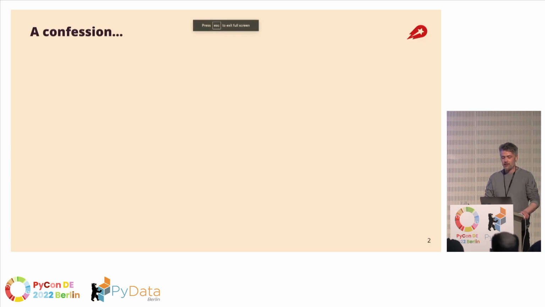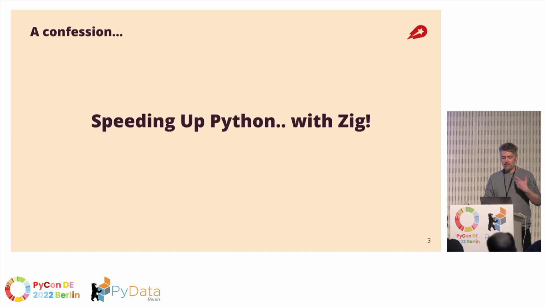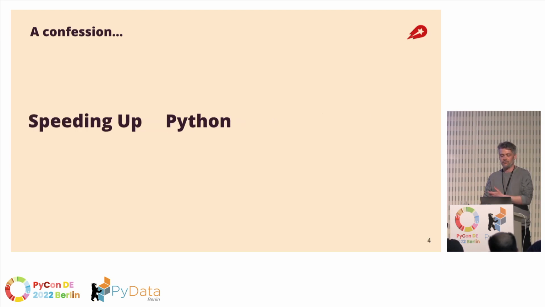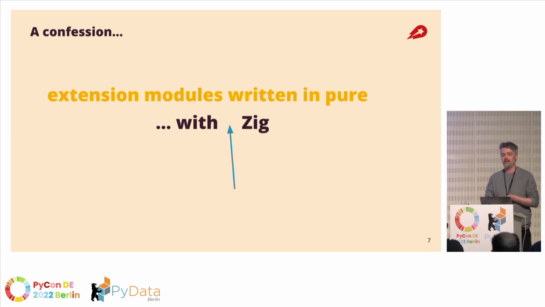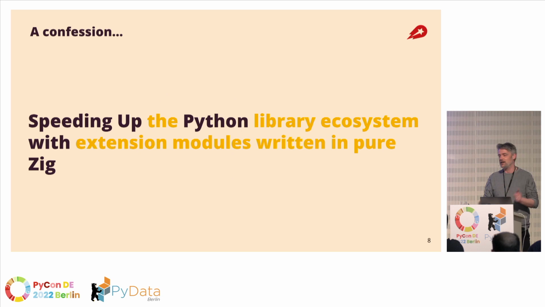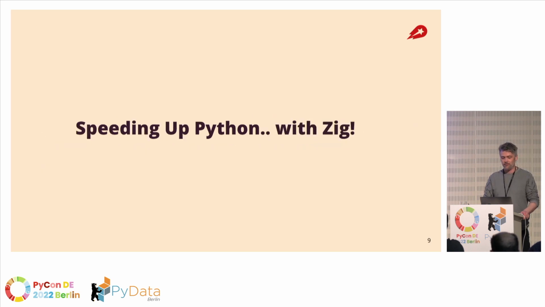But first, a confession about the title. If you read the description in the program, you should understand what I'm about to talk through. But when I say speeding up Python with Zig, I of course don't mean the Python programming language itself, but what I will demonstrate is speeding up the Python library ecosystem with Zig, and specifically with extension modules written in pure Zig that would normally be written in C. So the full title might be Speeding Up the Python Library Ecosystem with Extension Modules Written in Pure Zig, but as that's a bit of a mouthful, I stuck with this snappier title.